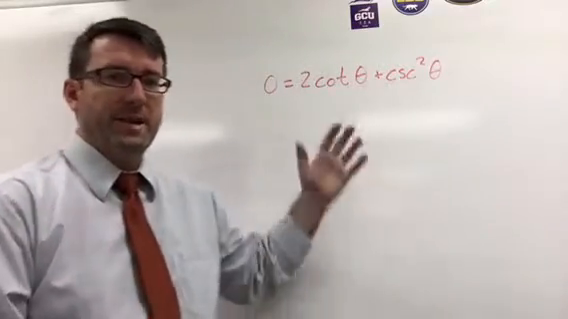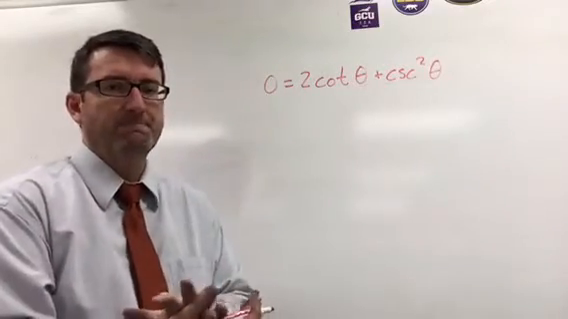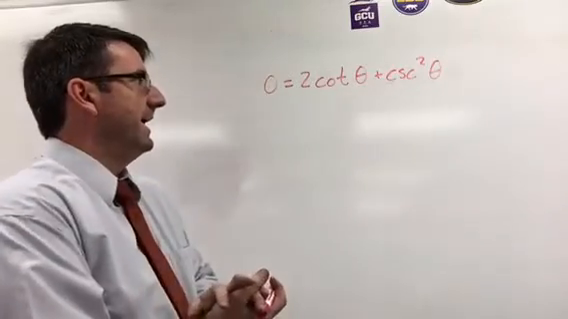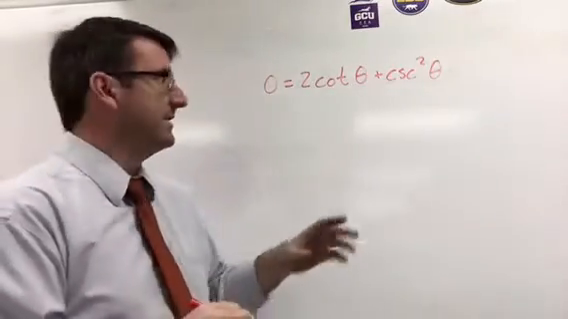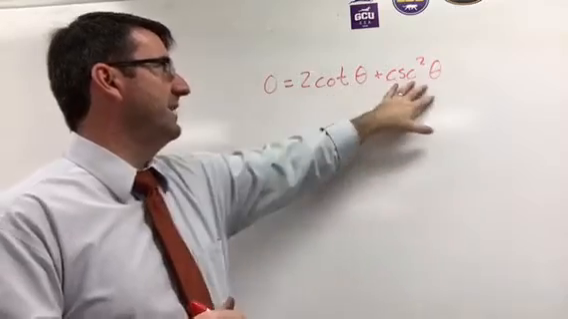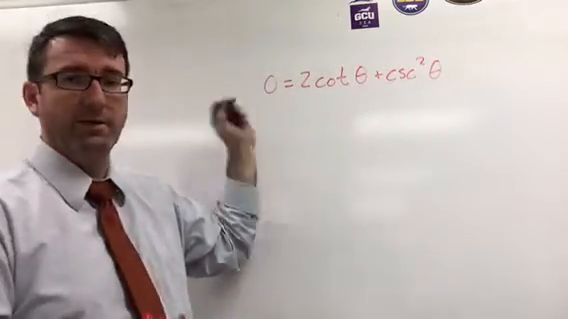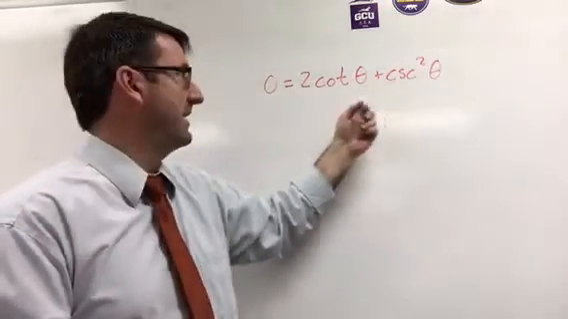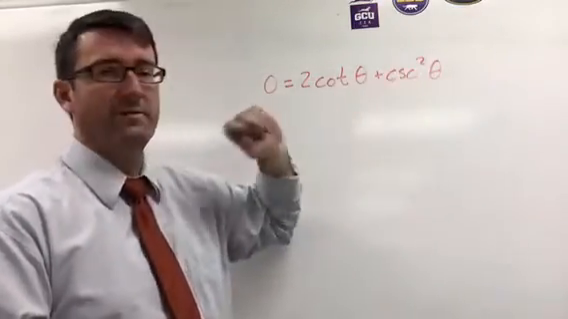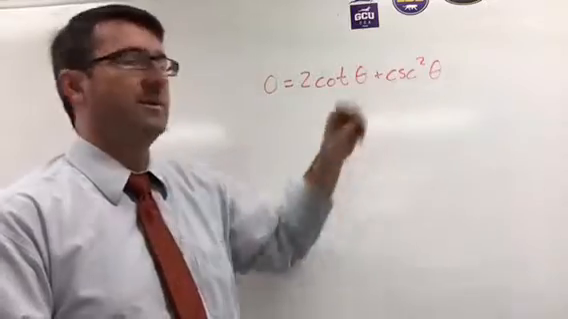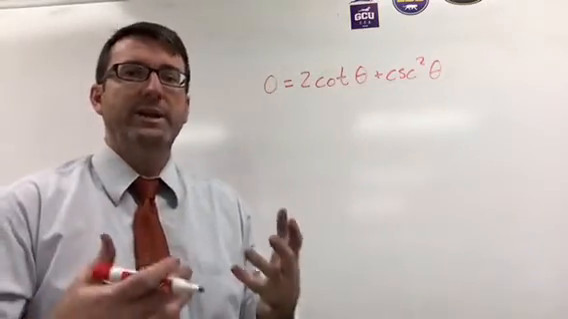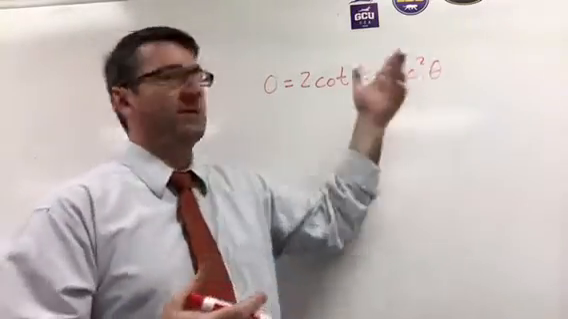All right, number 3 is the same type of problem as number 1, with one little twist. Notice that we can't factor this. We've got it equal to 0 already, but we can't factor it because we've got different trig functions. We've got cotangent and cosecant. So what we need to do is make these trig functions the same.